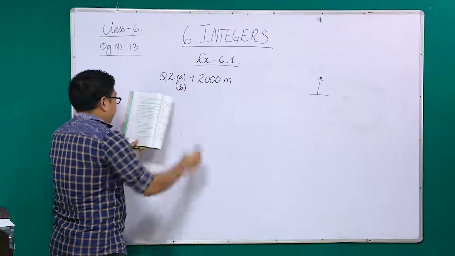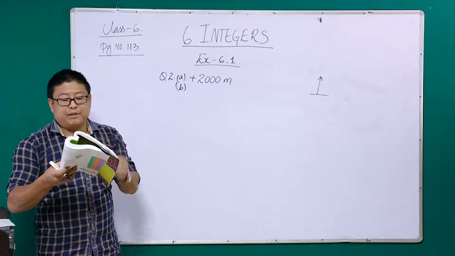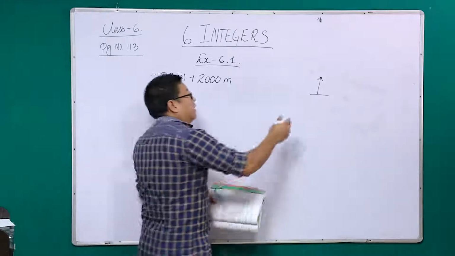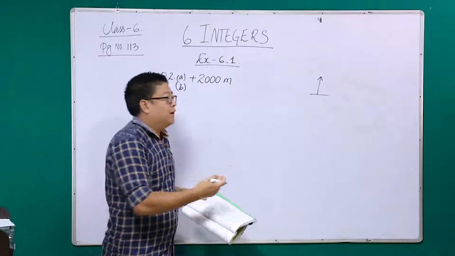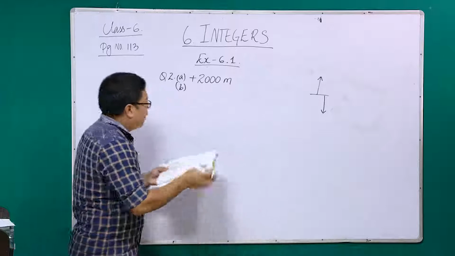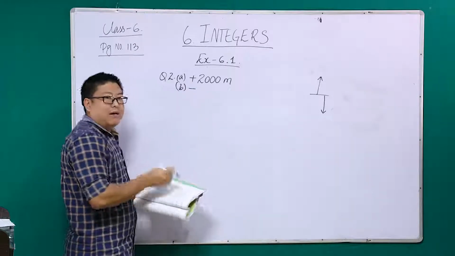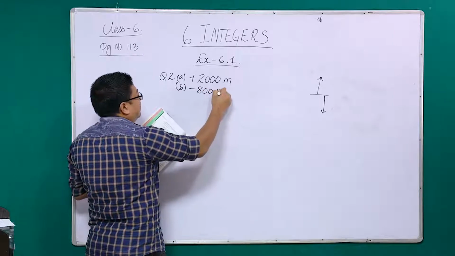B, a submarine is moving at a depth 800 meters below the sea level. Now, a submarine does not float, it goes under the water, right? So it is under the water, down. So we will write this as minus. Minus will indicate down, and 800 meters.